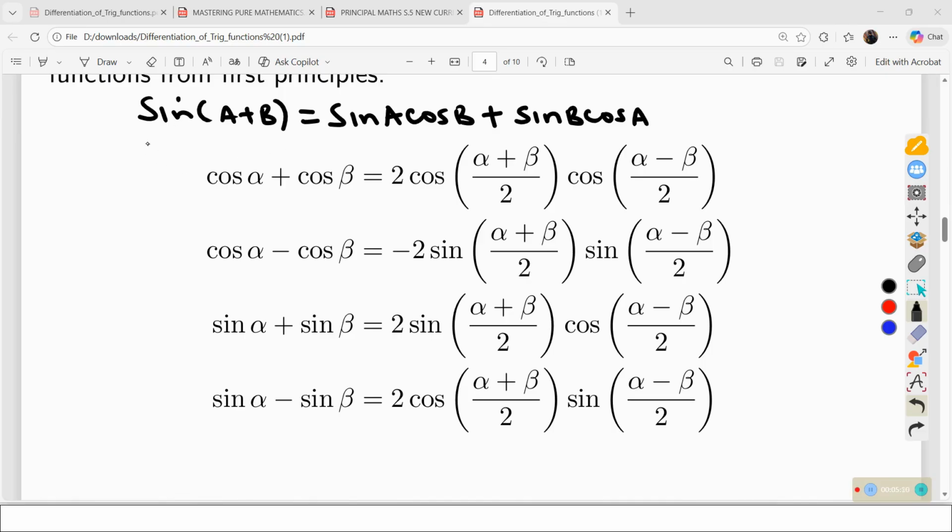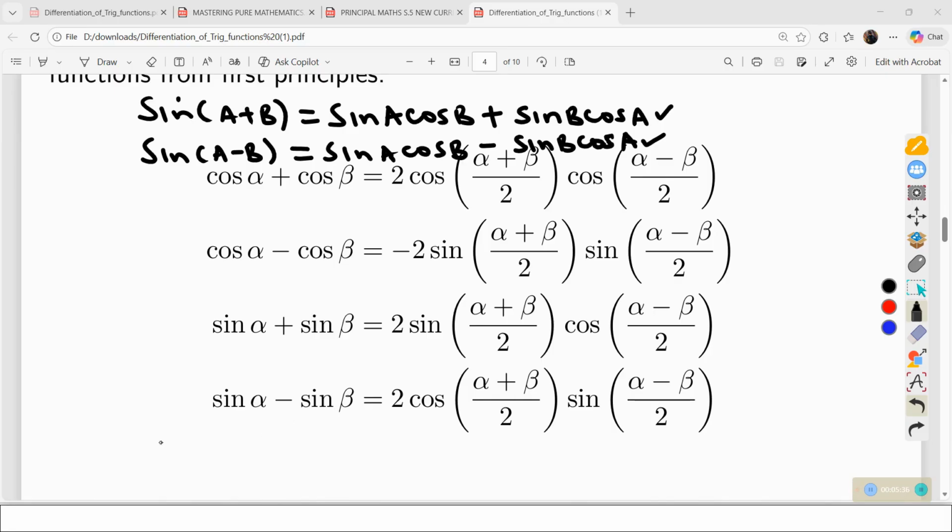And for that case, you must as well be able now to expand a sine of A minus B. So for this, what changes is only the sign. So basically, we have sine of A cos of B minus sine of B cos of A. Okay, thank you for that.